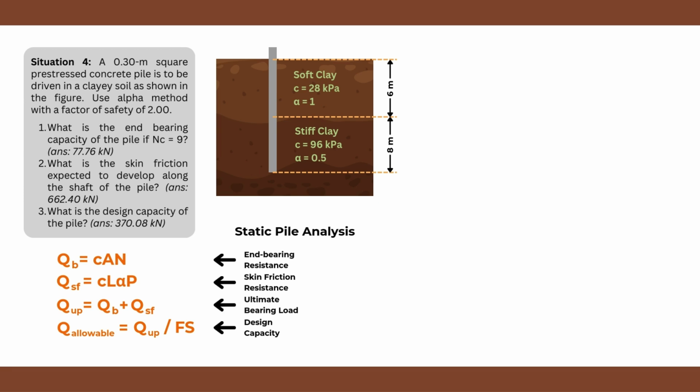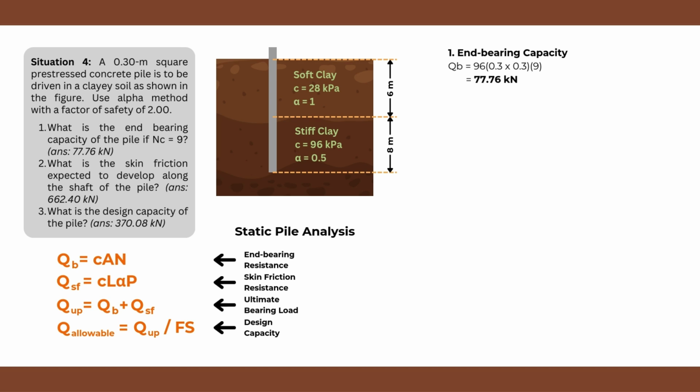Pero anyways, solving for question 1, ang i-consider lang natin na cohesion value is yun dun sa layer na kung saan nag-rest yung pile tip, which is dun sa stiff clay soil. So C is equal to 96 kPa, and our pile tip area as given is 0.3 by 0.3 square meters. And our bearing capacity factor naman due to cohesion is NC equal to 9. That gives us an end bearing capacity of 77.76 kilonewtons.